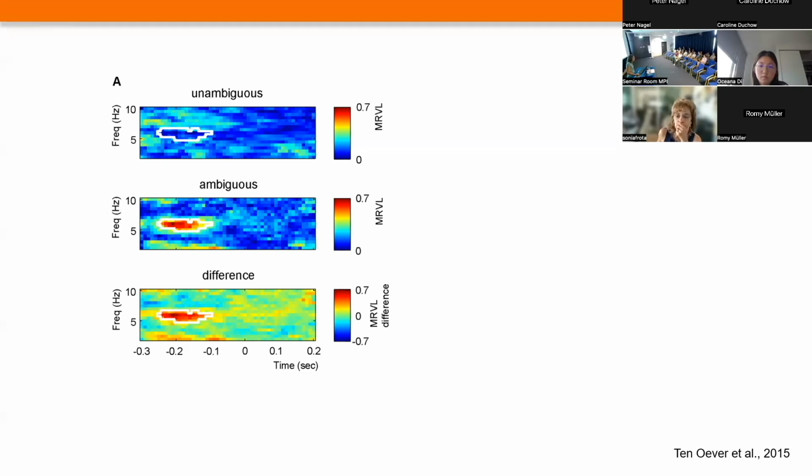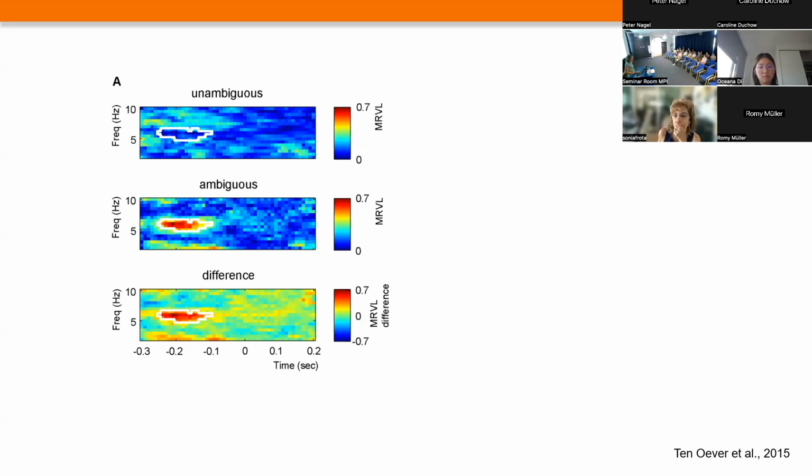But what is important to know is that this vector length represents whether participants are more biased to one or the other. And again, you see that prior to the stimulus, depending on what people perceive, the phase was something else. So participants were more likely to perceive da or ga depending on the pre-stimulus phase.